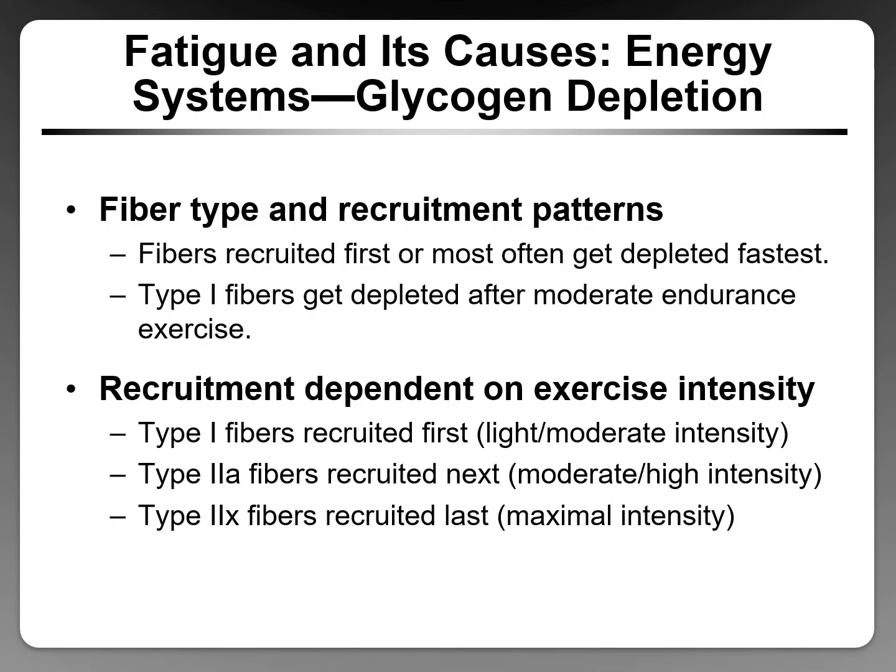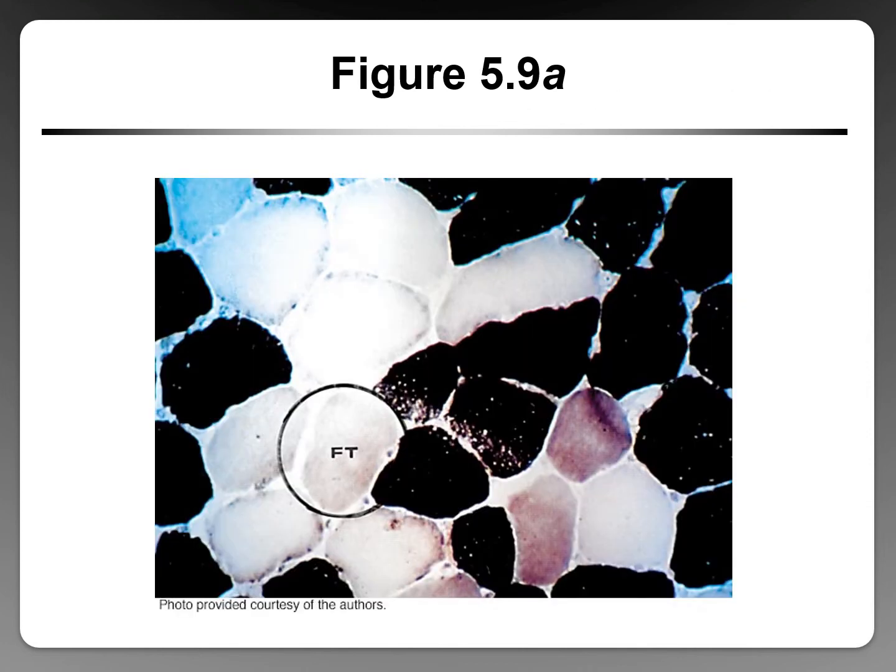So, furthermore, on the glycogen depletion, our fiber type and our recruitment patterns matter. So fibers that are recruited first, or most often, are going to get depleted the fastest. This means our type 1 muscle fibers are going to deplete after moderate endurance activity. Also, the recruitment is dependent on the exercise intensity. If we have light or moderate intensity exercise, we tend to pull glycogen from our type 1 muscle fibers. If we're playing with moderate to high intensity, it tends to be our type 2A, and then maximal intensity tends to be type 2X. So this is what this looks like visually.